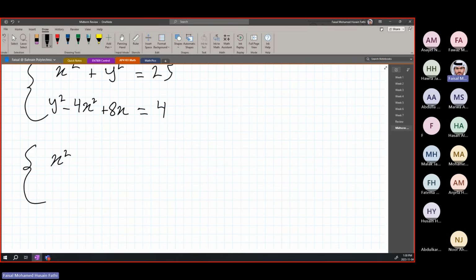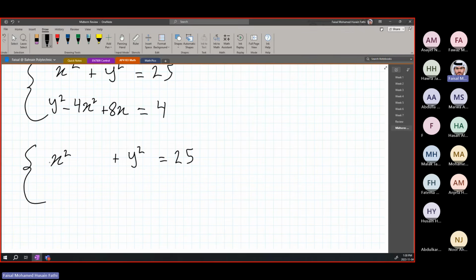Plus y squared is equal to plus 25. Now we're going to reorder, because the x's have to be under x squared, while y squared has to be under y squared.